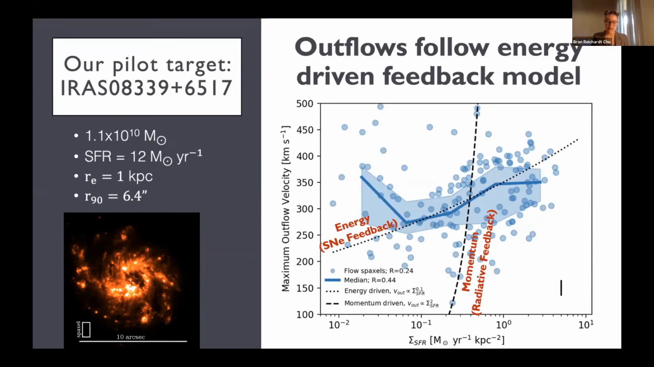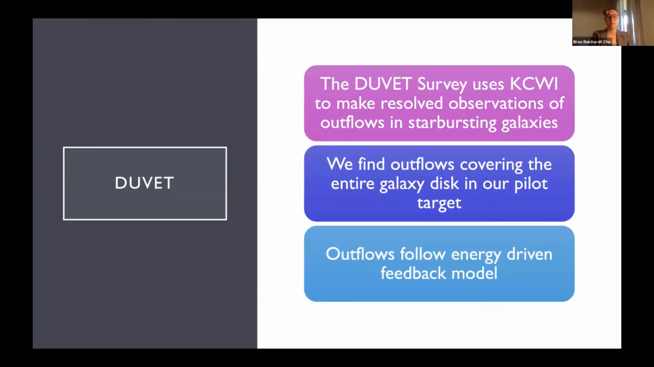And we can see that at least for our pilot target, IRSO-8, these outflows seem to be driven by feedback which is coming from supernovae. So the DUVET survey is using KCWI to make resolved observations of outflows in starbursting galaxies. And using these, we're understanding feedback processes better. We're finding that outflows cover the entire galaxy disk in our pilot target, IRSO-8, which is very different to what we see locally. And we're finding that outflows are following an energy-driven feedback model.